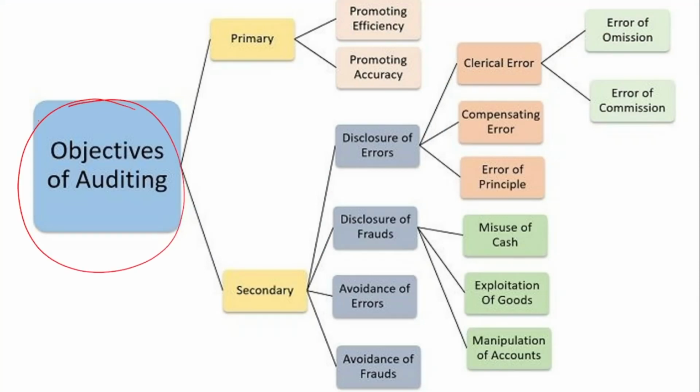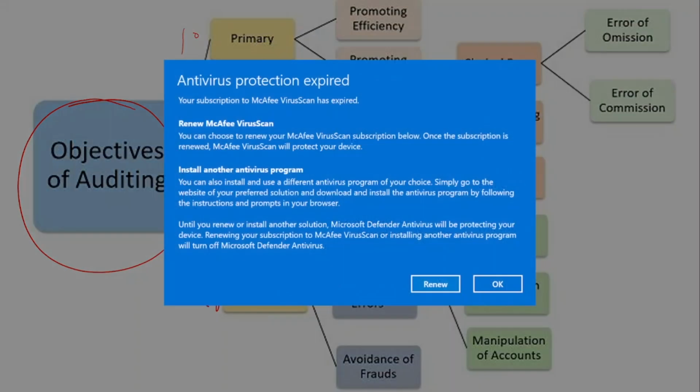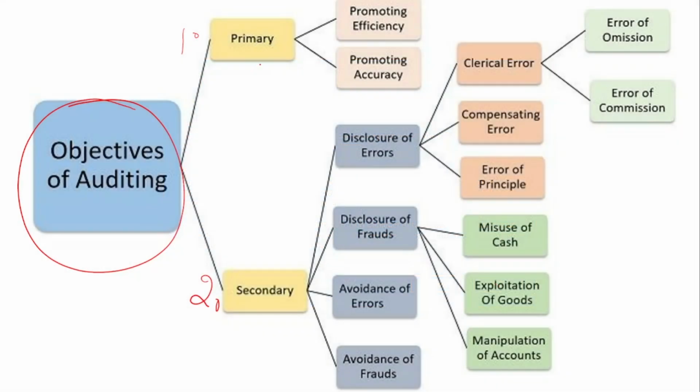Now, the objectives of audit can be divided into two broad objectives. The first one is primary objectives and the second one is secondary objectives. Again, the primary objective is classified into two types. One is promoting efficiency, second one is promoting accuracy. In secondary objectives, we have four broad classifications. The first one is disclosure of errors, second one is disclosure of frauds, third one is avoidance of errors, fourth one is avoidance of frauds.